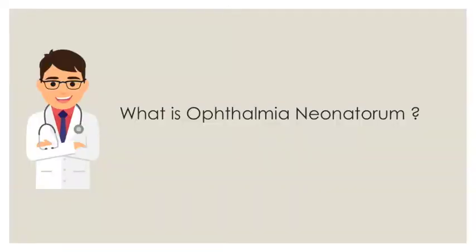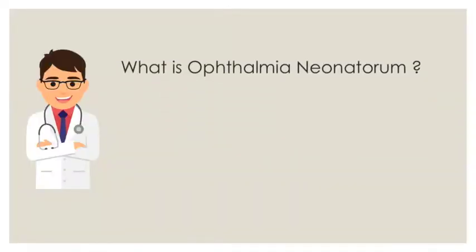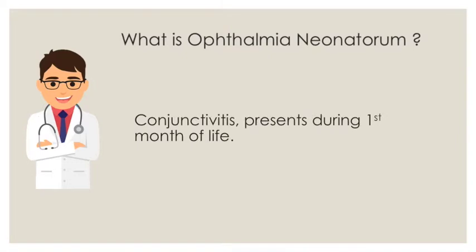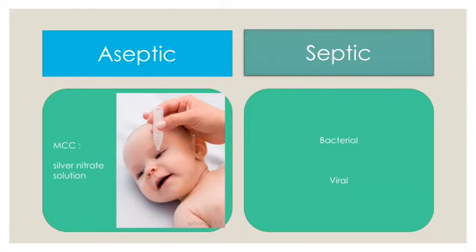Ophthalmia neonatorum is the inflammation of the conjunctiva that is present during the first month of life. It may be aseptic or septic. Aseptic neonatal conjunctivitis most often is chemical conjunctivitis that is induced by silver nitrate solution, which is used at birth for prophylaxis of infectious conjunctivitis, but was later found to be toxic to the conjunctiva and cause inflammation.